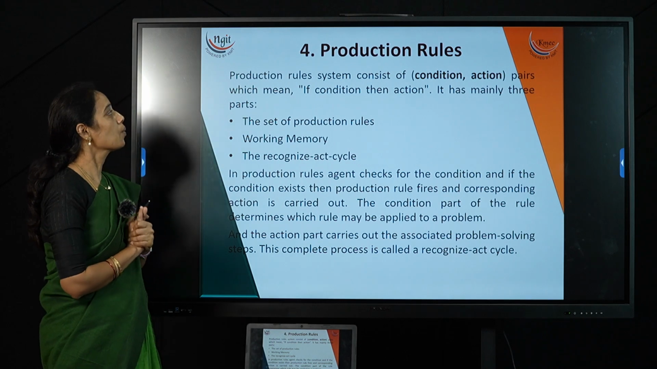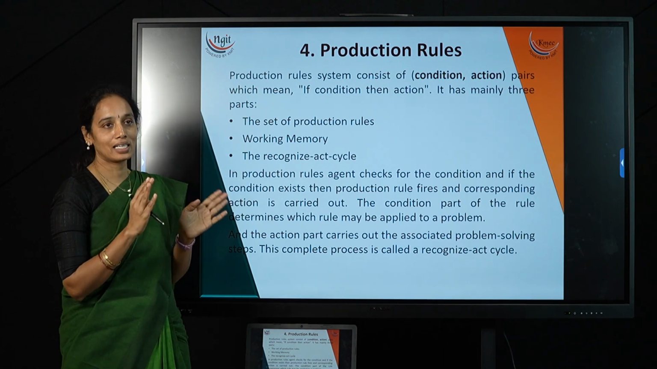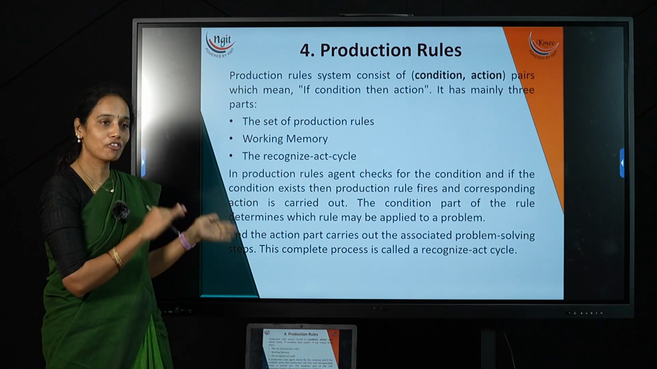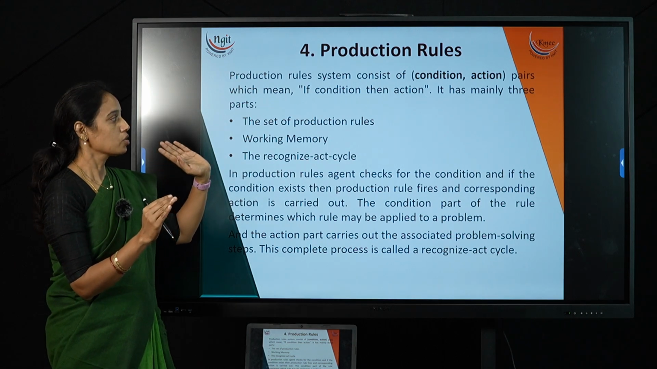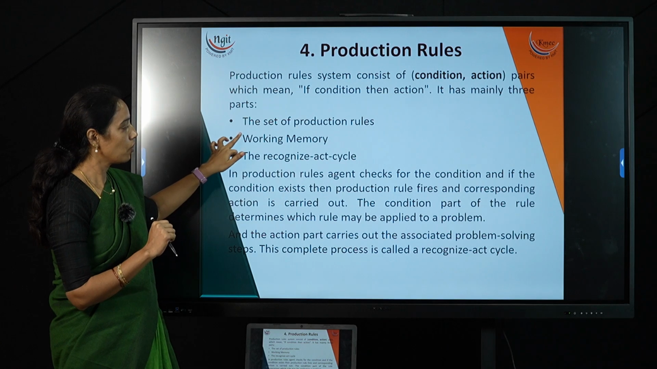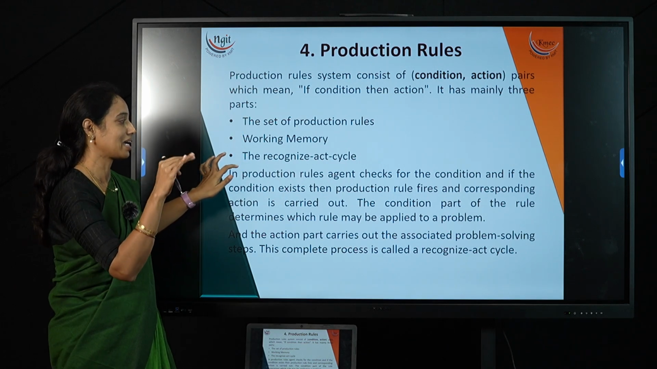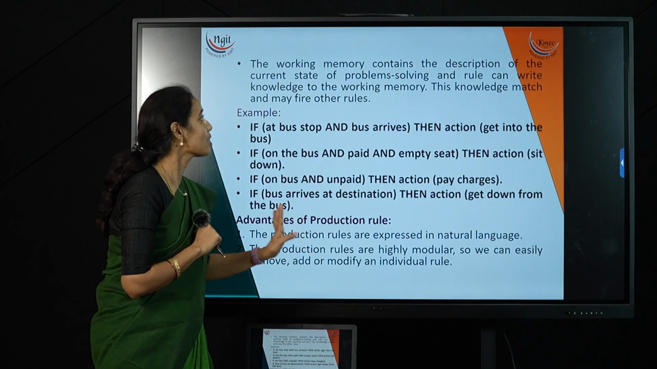And the last one is production rules. Production rules are nothing but condition-action pairs, meaning if condition then action. In that way it will process. It has mainly three parts: the set of production rules, working memory, and the recognize-act cycle. Okay, so let us discuss directly with one example.